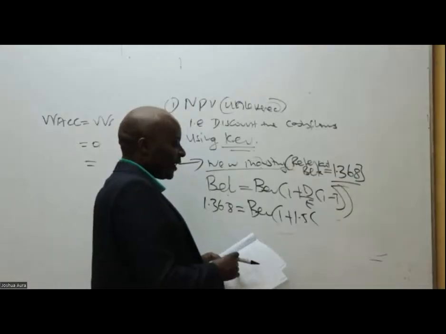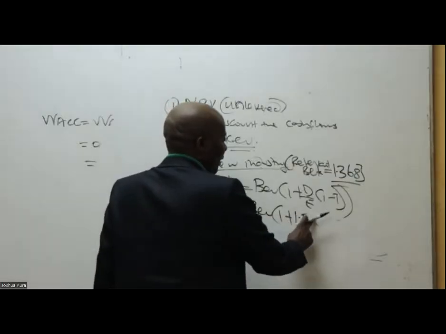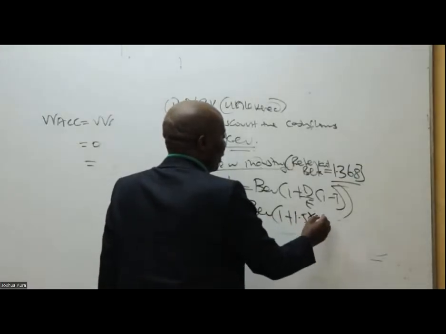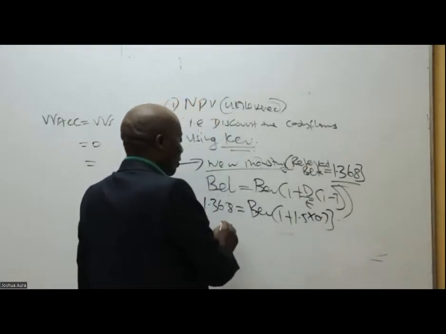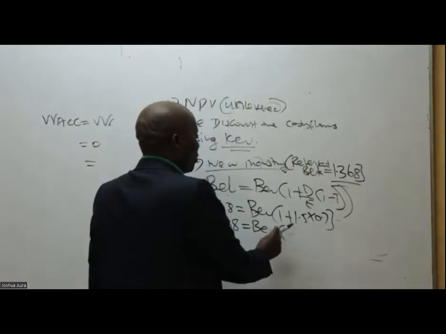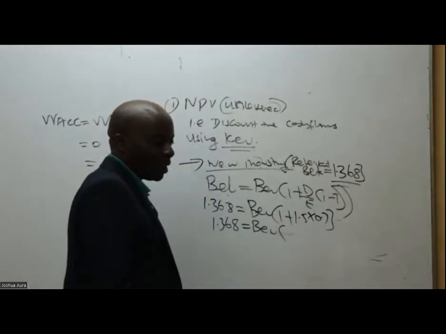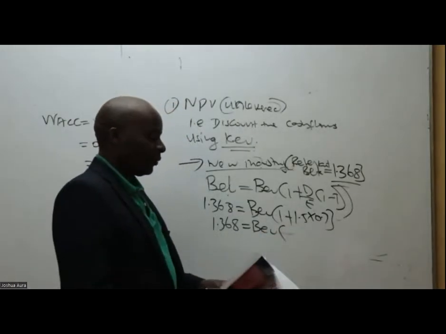So what is the tax rate? The corporation tax rate is 30%. So if it's 30%, let me not waste my bracket there. This should be 0.7 like that. So then 1.368 equals BEU times this and this. It gives me what figure?